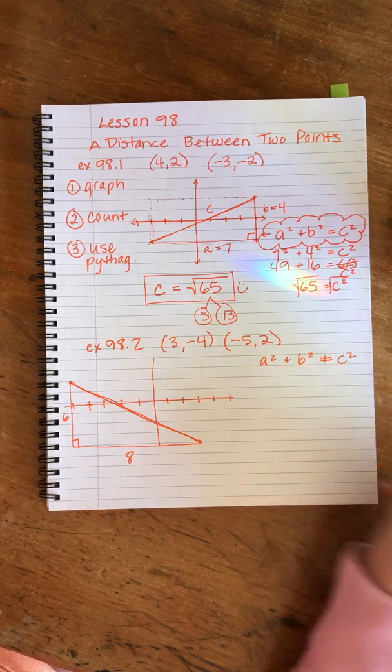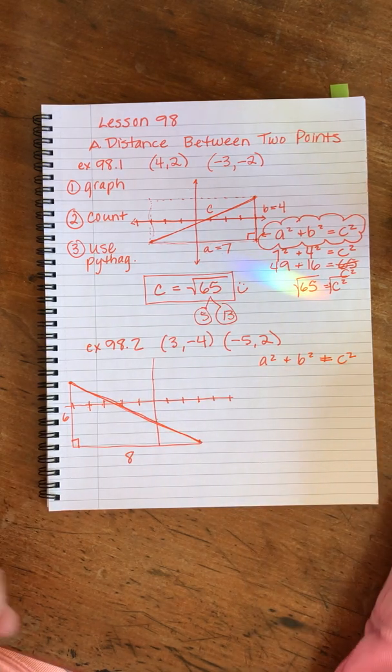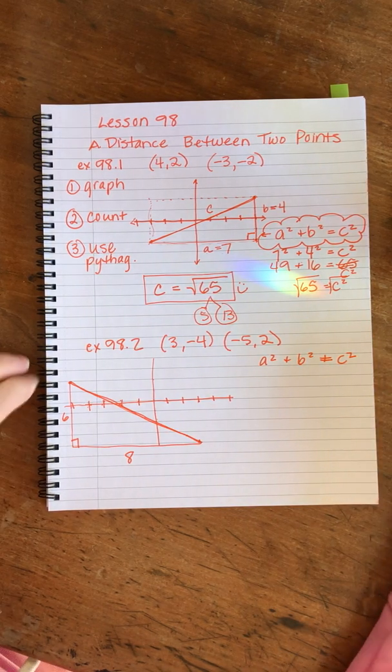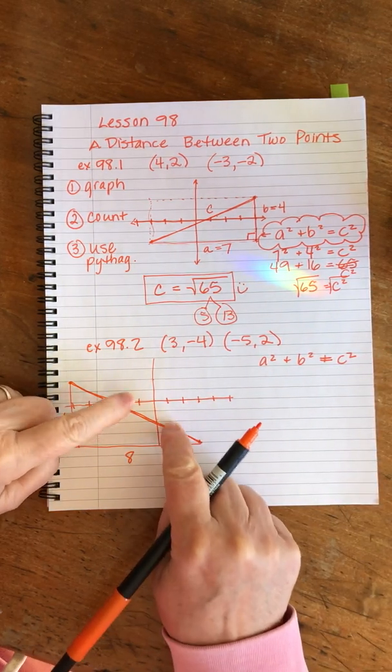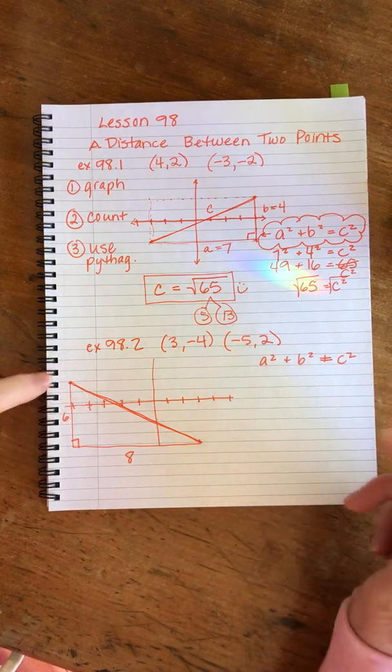That doesn't mean not equals. That means I was going to write plus again, and that was wrong. Okay, so we fill in. Again, A and B don't matter. We just need to make sure that we remember the hypotenuse is C.